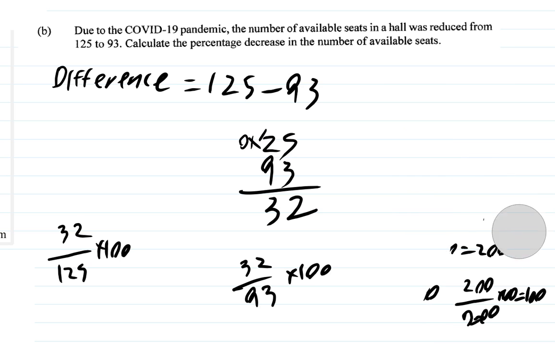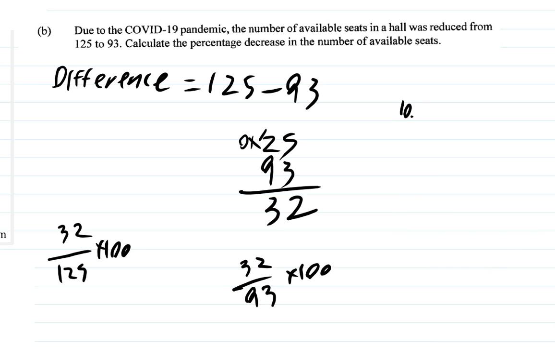Let's try again with a different example. Suppose you had 1,000 seats and it reduces down to 900. What percentage is that? Well, I know it is a 10% reduction. It's 10% down. But how do you calculate it?